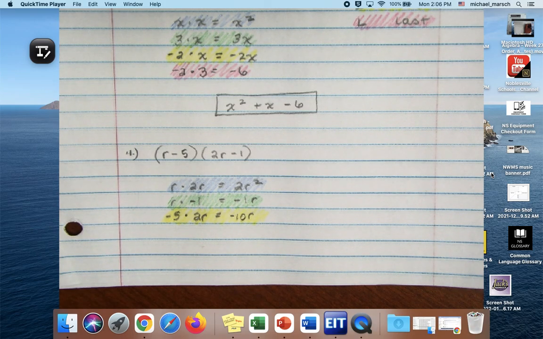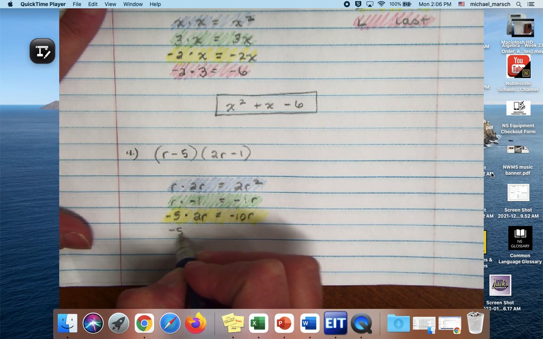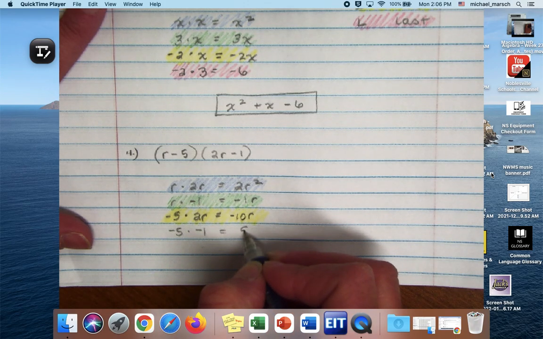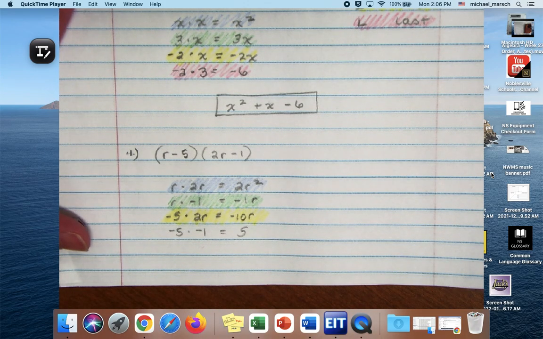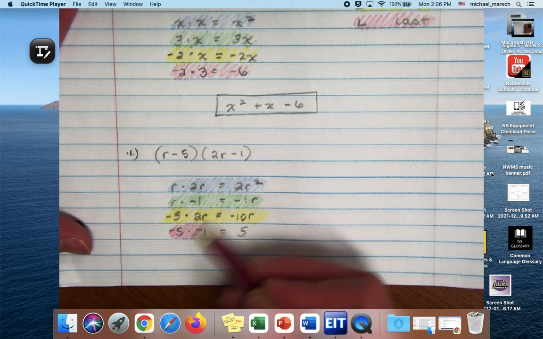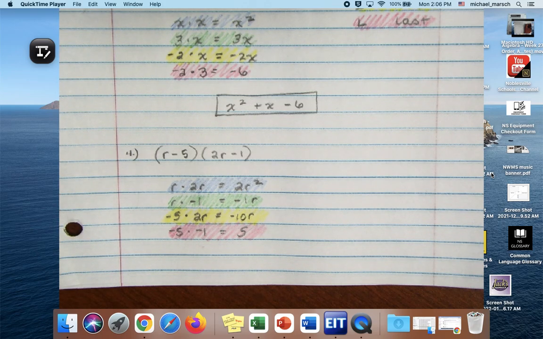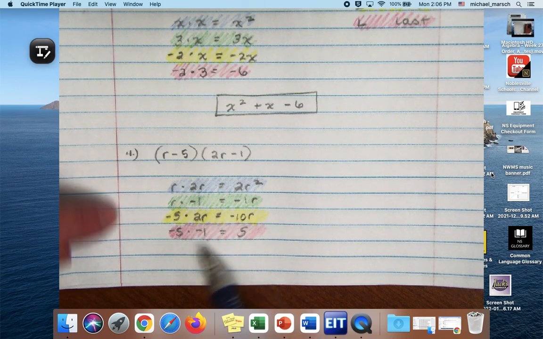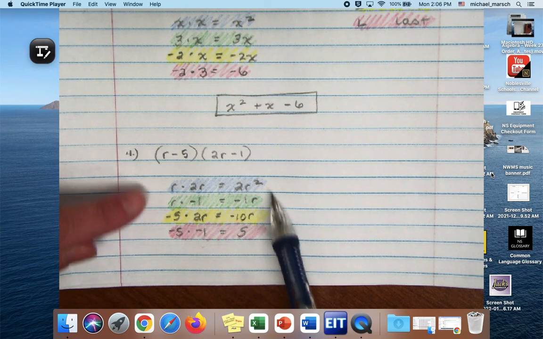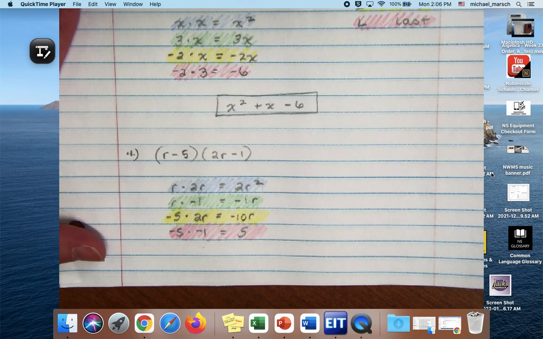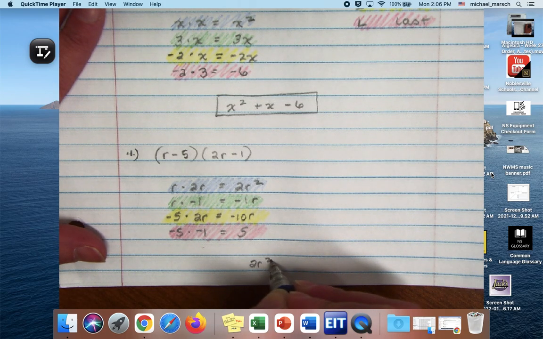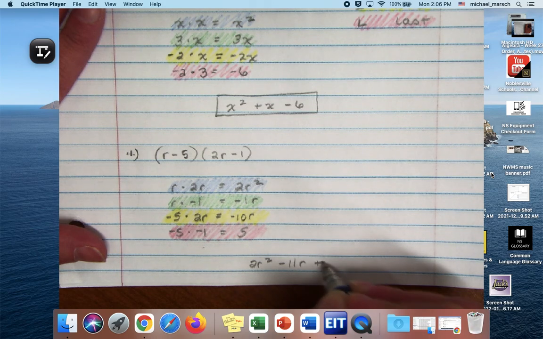And then what are the last two terms that I will multiply together? -5, -1. And that's going to give me a +5, right? Now I know for a fact everything's been multiplied times each other. So I have all my terms and I just have to combine these to create a polynomial. So it's going to be 2R squared minus 11R plus 5.